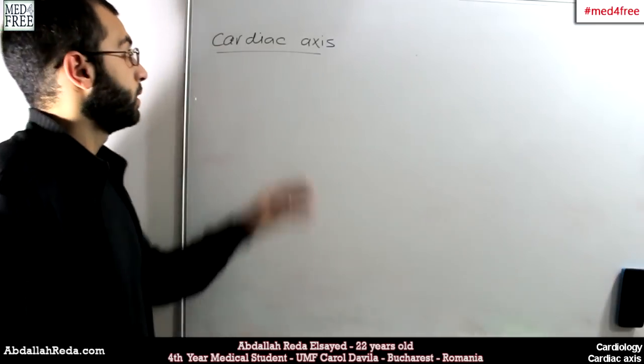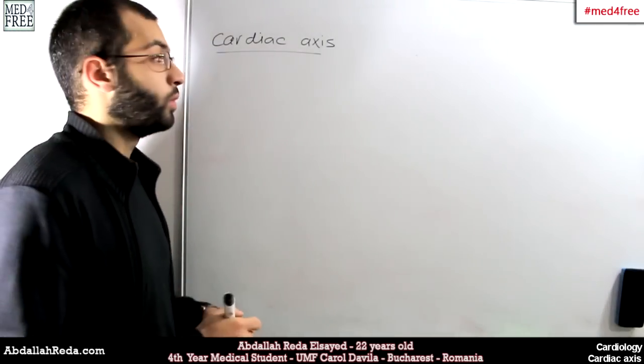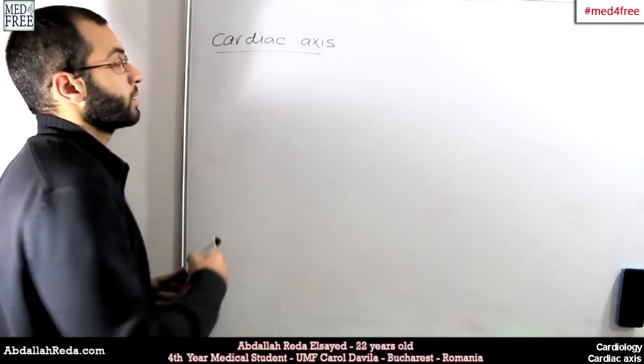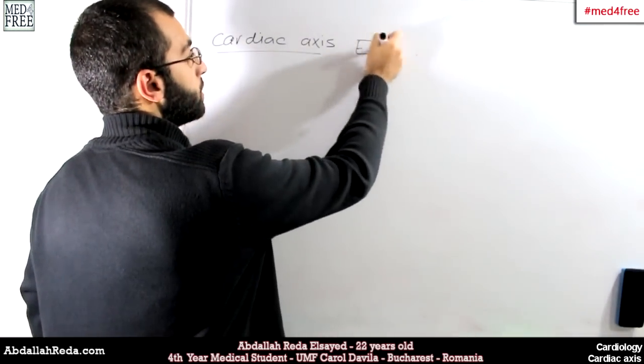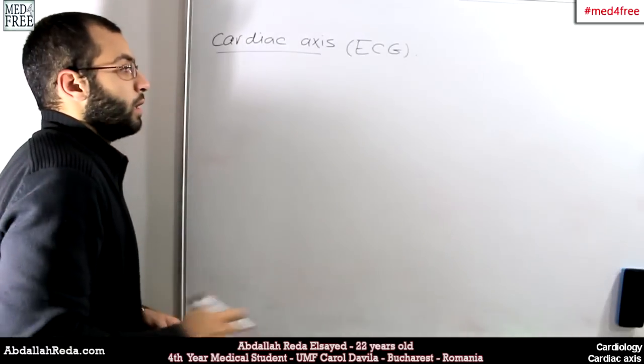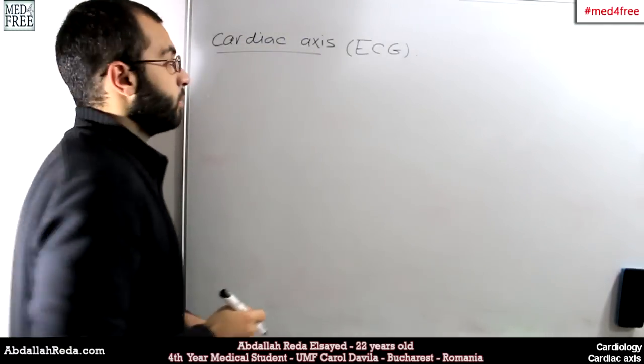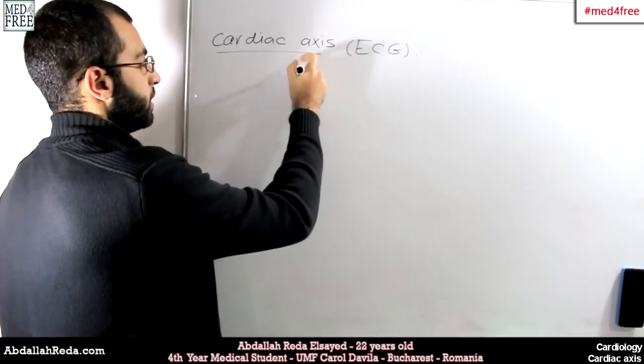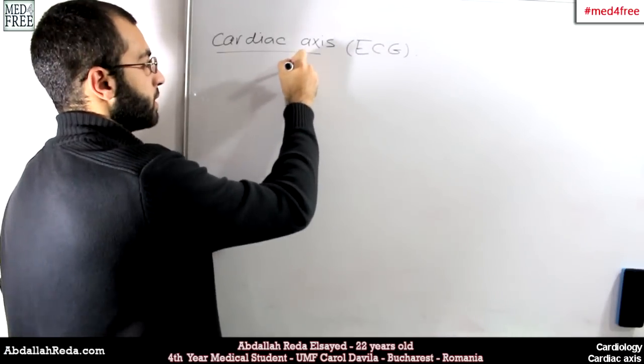Today we're going to talk about the cardiac axis and how to determine the cardiac axis using the ECG, the electrocardiograph. If you remember from last time, we talked about the ECG and we said that the ECG is a 12-lead system.